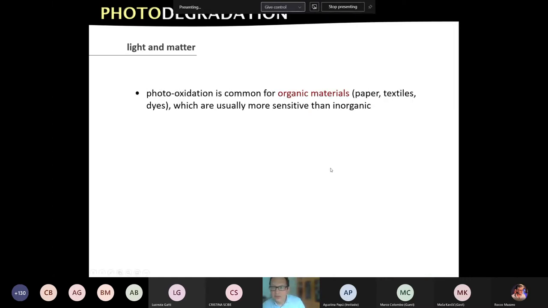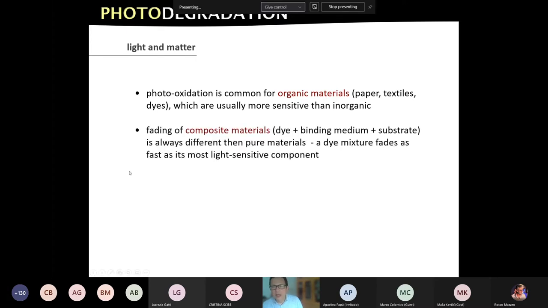Okay, so to summarize this introduction, the mechanisms of photodegradation, photooxidation, happen mostly for organic materials, which are much more sensitive than inorganic. So the pigments are usually much more stable than dyes or other types of organic matter. And the fading of composite materials, and we are usually dealing with that type of complex materials, is much more complex, hard to judge based on simple rules, on simple experiments, simple mock-up samples. And we can say that the stability of such composite materials is as good as the stability of the most light-sensitive components.